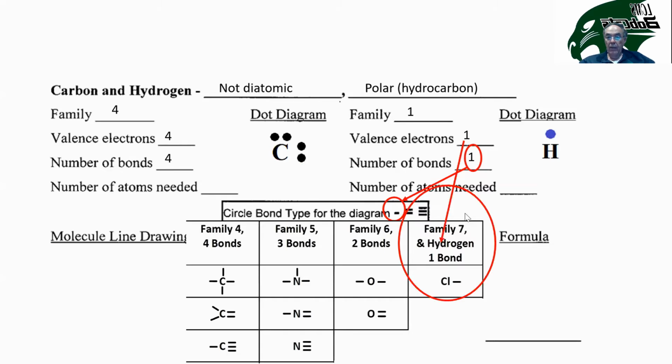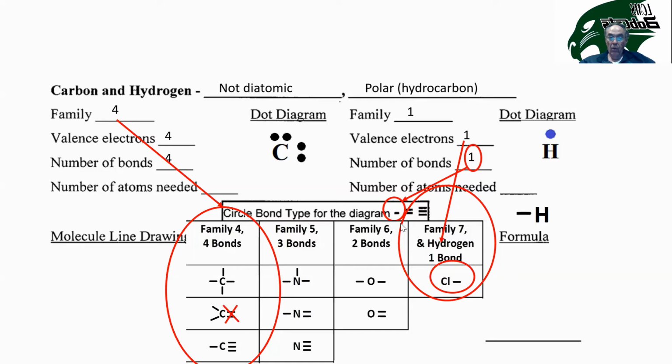And we see that we're going to be making single bonds. Hydrogen in family 7 makes single bonds like this. It has to look like that. Okay. And the carbon is over here. This is the way family 4 can bond. 4 single bonds, 2 singles and a double, or a single and a triple.